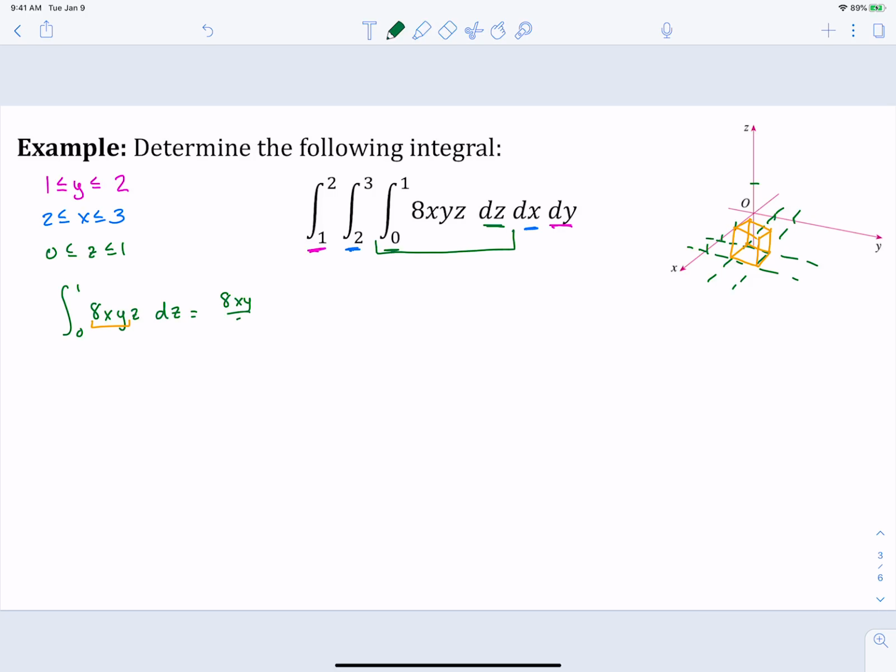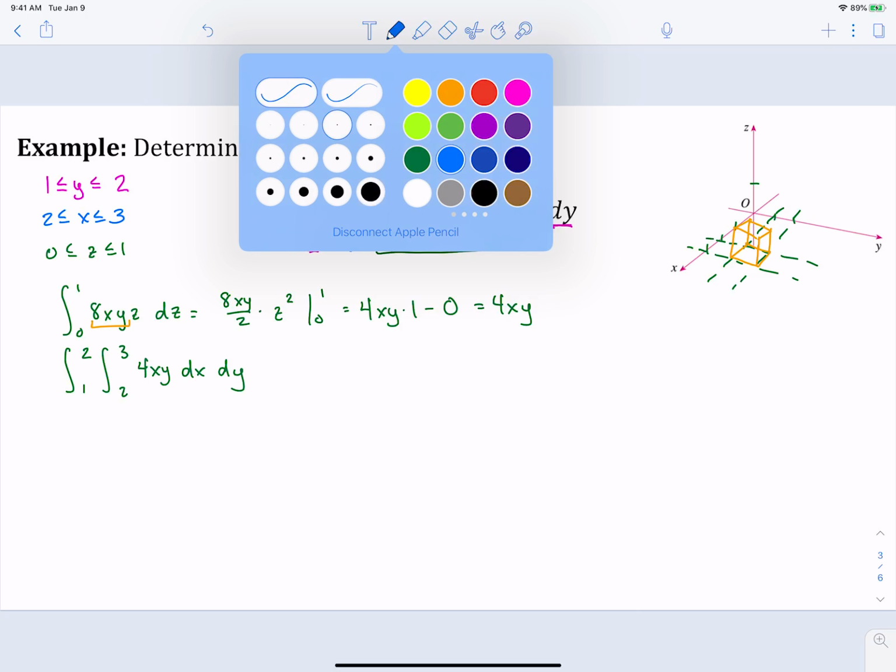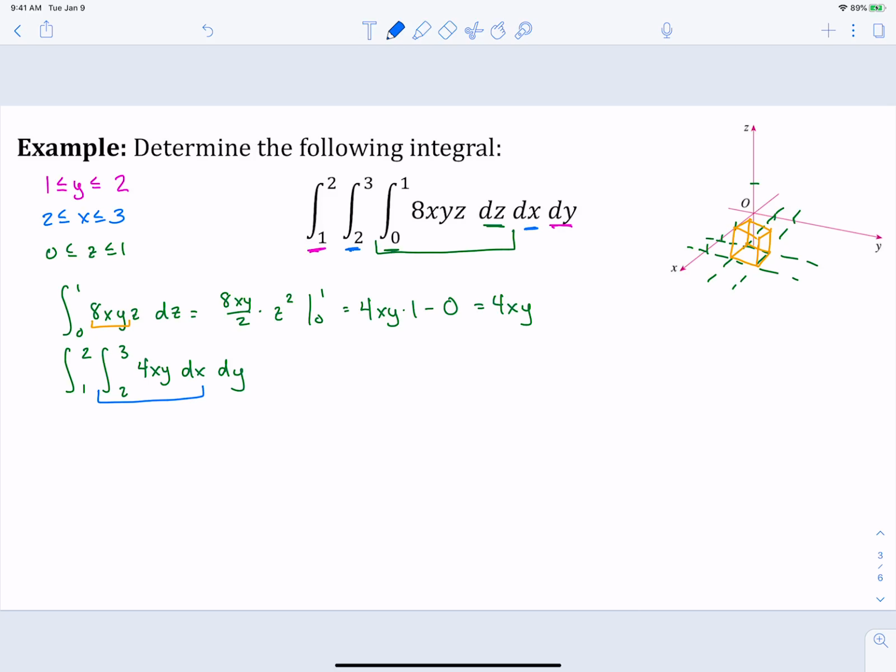So we're going to get 8xy over 2 times z squared from 0 to 1. We're going to use the fundamental theorem of calculus. We get 4xy, plugging in z, and then minus 0. So we just get 4xy. This is what should happen when we do that first integral with respect to z: all the things that have z should be gone. So now we've just got a double integral, like what we've been doing before. We'll take this one aside and integrate with respect to x.